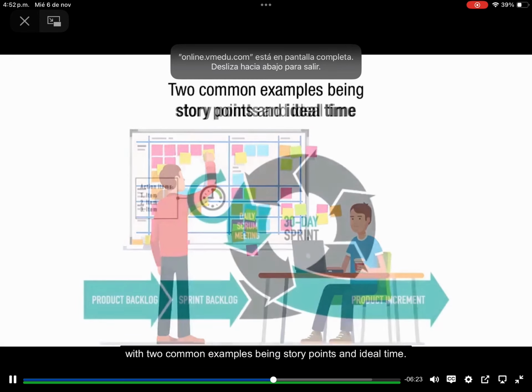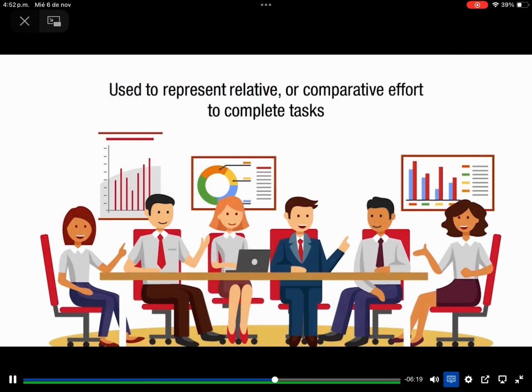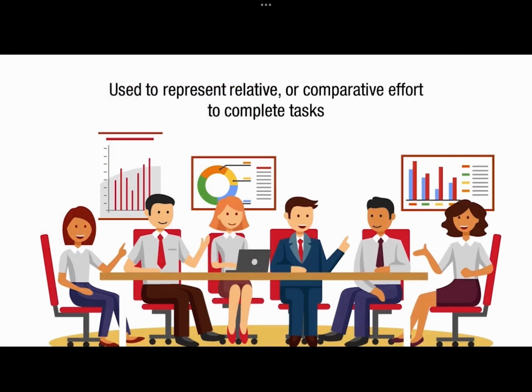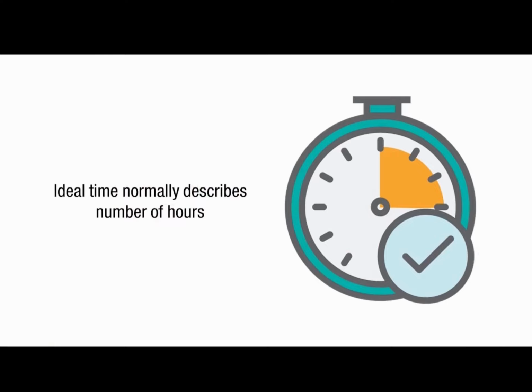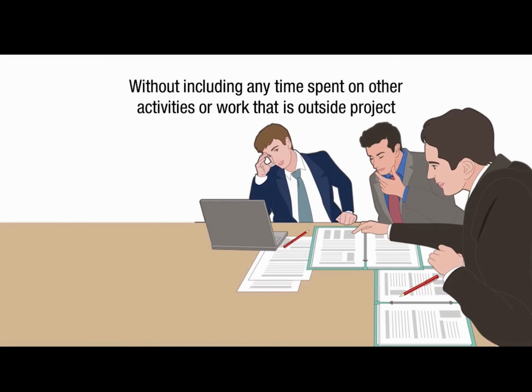Story points and ideal time. Story point values are used to represent relative or comparative effort to complete tasks, whereas ideal time normally describes the number of hours a Scrum team member works exclusively on developing the project's deliverables, without including any time spent on other activities or work that is outside the project.